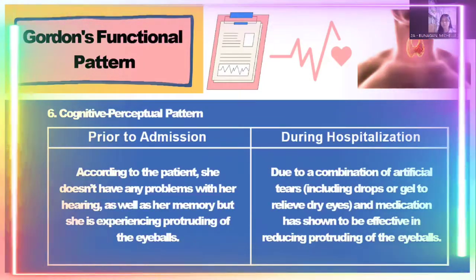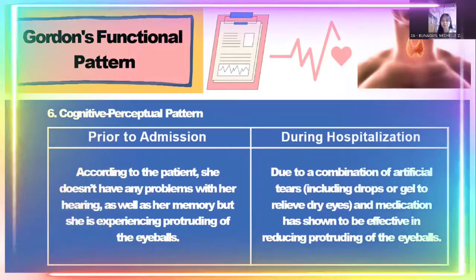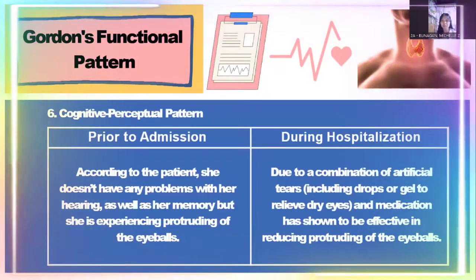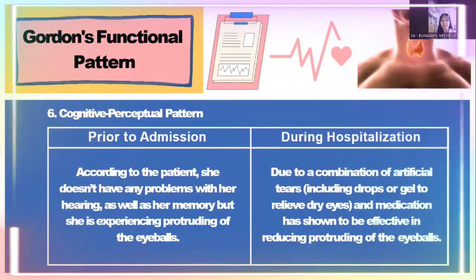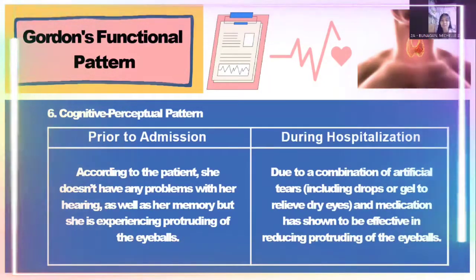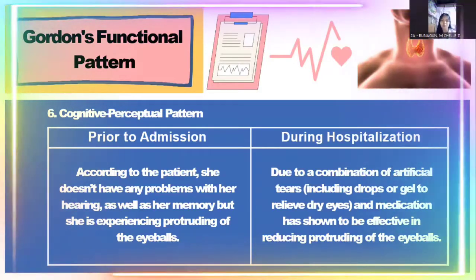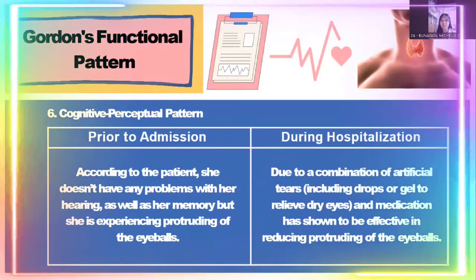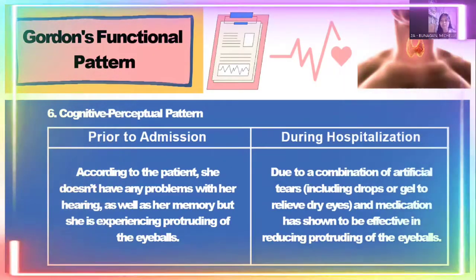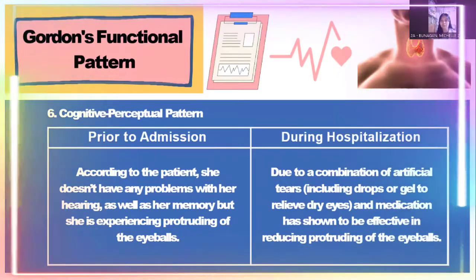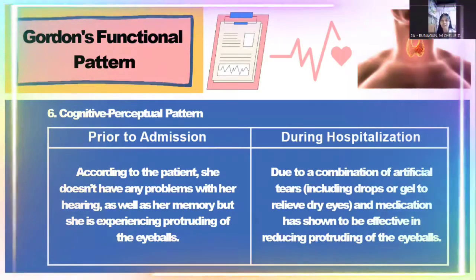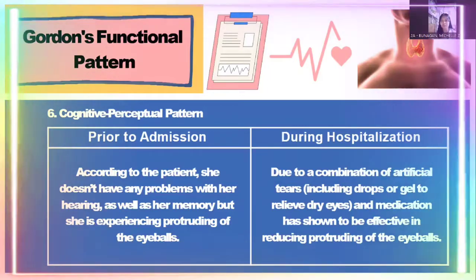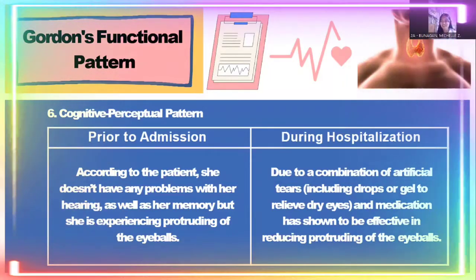For cognitive perceptual pattern, prior to admission, according to the patient, she does not have any problems with her hearing as well as her memory, but she is experiencing protruding of the eyeballs. During hospitalization, a combination of artificial tears, including drops or gel to relieve dry eyes, and medication has been shown to be effective in reducing protruding of the eyeballs. Next, please.